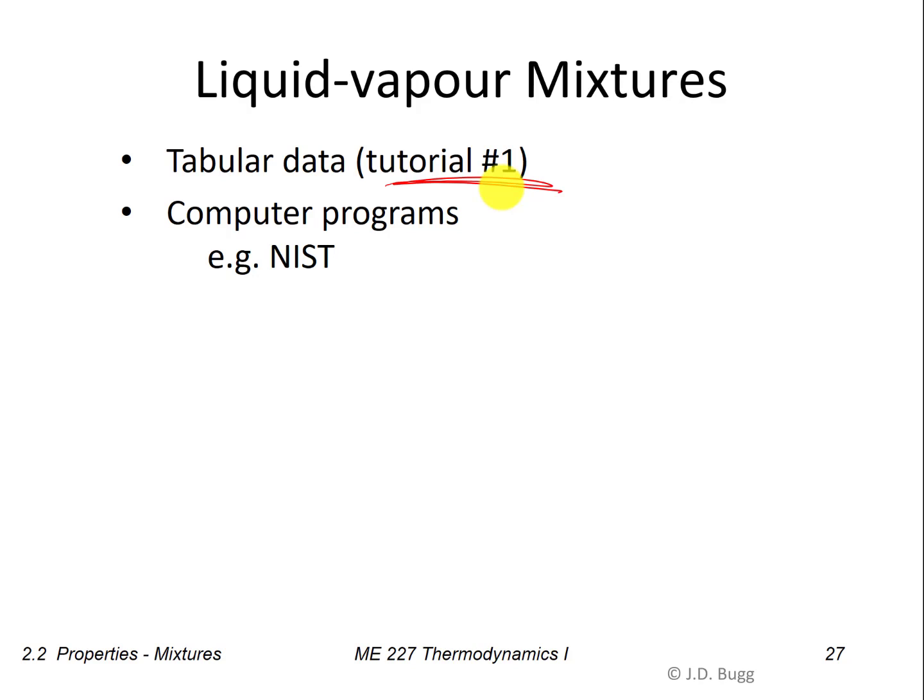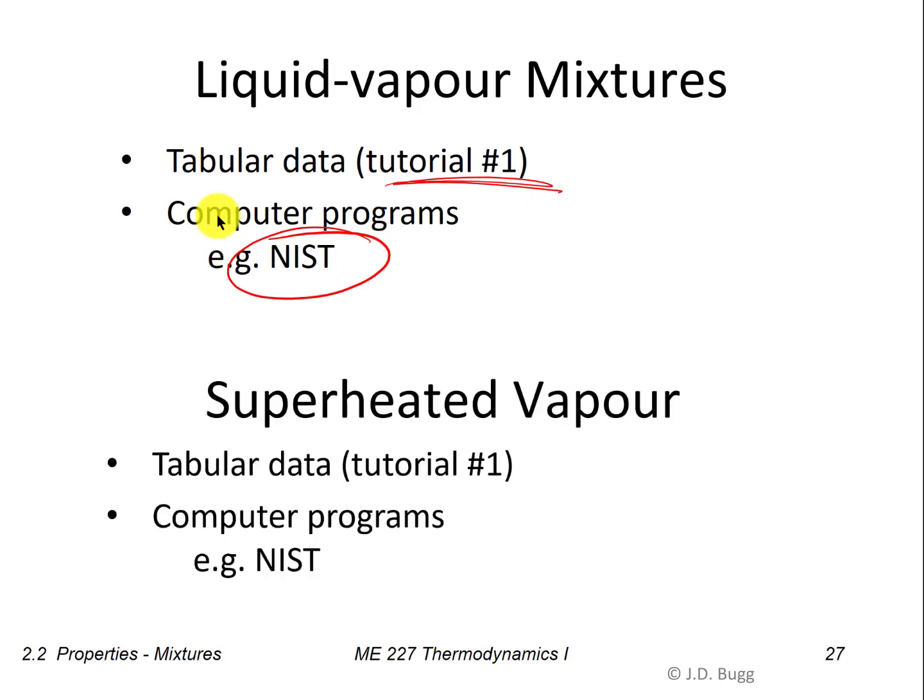There are also lots of computer programs and web resources that you can use to find properties for liquid-vapor mixtures and other phases, of course, for a very, very wide variety of substances. Probably one of the best is the National Institute of Standards and Technology website. The source that we're going to be using for superheated vapors is really the same. For the purposes of our class, we're going to be learning how to use tabular data, and that's of course the whole topic of Tutorial 1. But again, there are many web resources and computer programs that are available to find these properties as well.